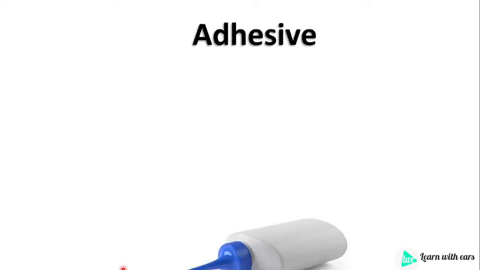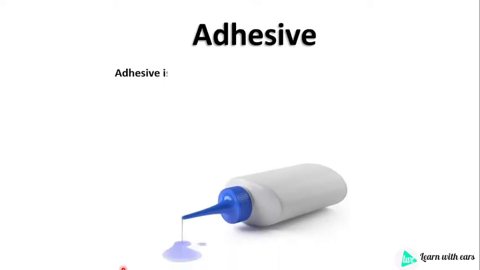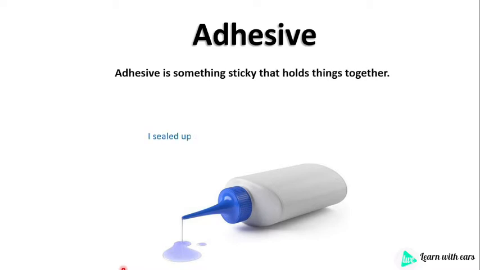Next word is adhesive. Adhesive. Adhesive is something sticky that holds things together. For example, I sealed up the package with strong adhesive.